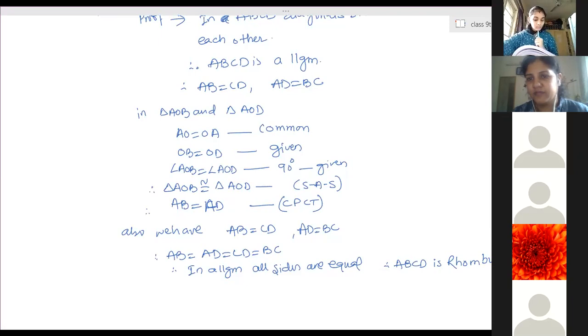I directly put two triangles congruent. Now you have to prove the quadrilateral is a parallelogram. First you prove or last you prove doesn't matter, but you have to prove ABCD is a parallelogram, because the definition of rhombus is what? Rhombus is a special type of parallelogram with all sides equal. Clear? So anywhere you have to write that ABCD is a parallelogram.